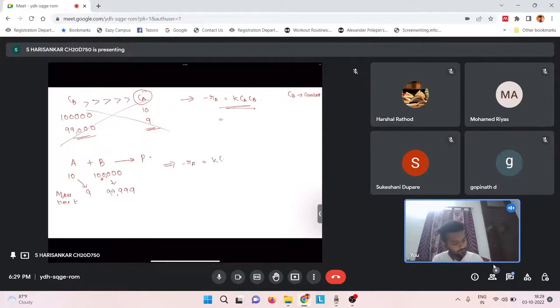Now tell me, which will have more say in your reaction rate, which is given by minus Ra is equal to K Ca into Cb. At time t equal to 0, let's take case 1 again: 1 into Ca, that is 10 into 100,000, and that will be 10 raised to 6, or 1 million, as your rate units. Just some arbitrary values. Now the same case, at time t, Ra is equal to 9 into 99,999.